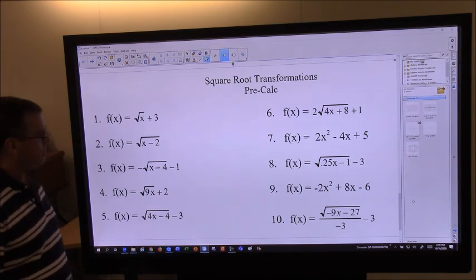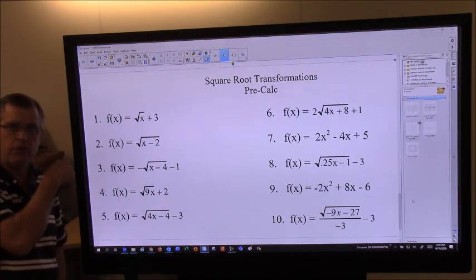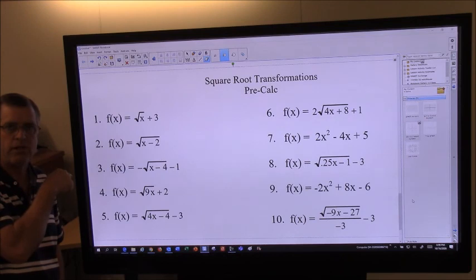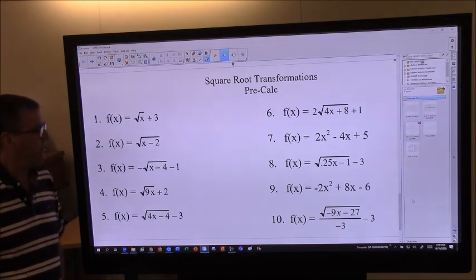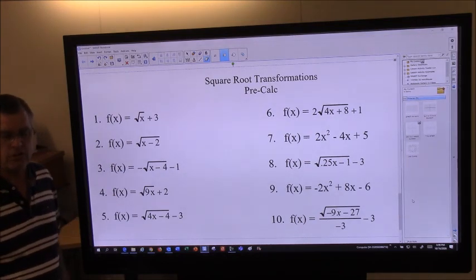All right, so there it is. Go ahead and take a picture of this, or it'll be on my classroom website, and you can also print it out from there, and that way you have that piece of paper.